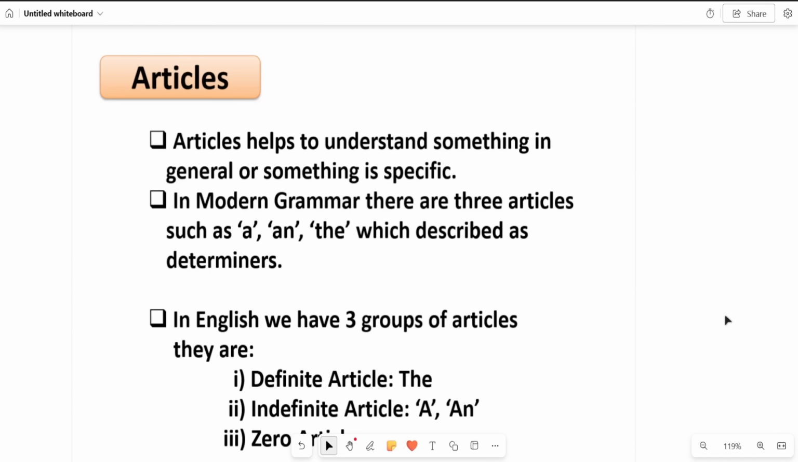Do you know which is the most widely used word in English? We always use that word, but sometimes we neglect it as well. So today we're going to understand that word only.